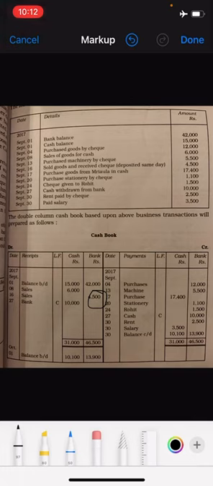Okay, next is September 17, purchased goods from Mayula in cash. So whenever you purchase, you pay cash. So you have paid cash here. So purchase account debited to cash account. So cash account is credited. So on the credit side of your cash book, you have to write purchase and amount is 1,100.